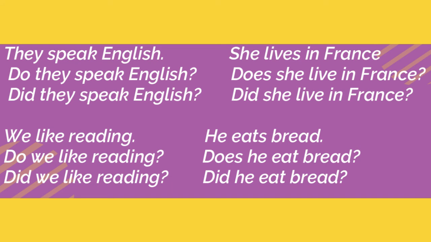He eats bread. In the present tense, the question will be, does he eat bread? In the past tense, the question will be, did he eat bread? Notice there is no difference between the two questions, except for the does and the did. It would be wrong to say, did he ate bread? It's going to be, did he eat bread? The verb is going to remain in its simple form.